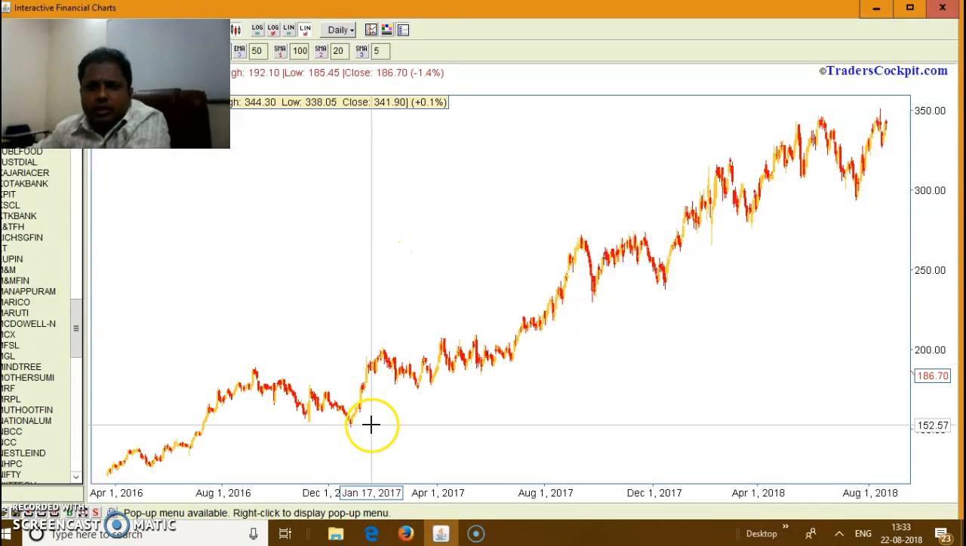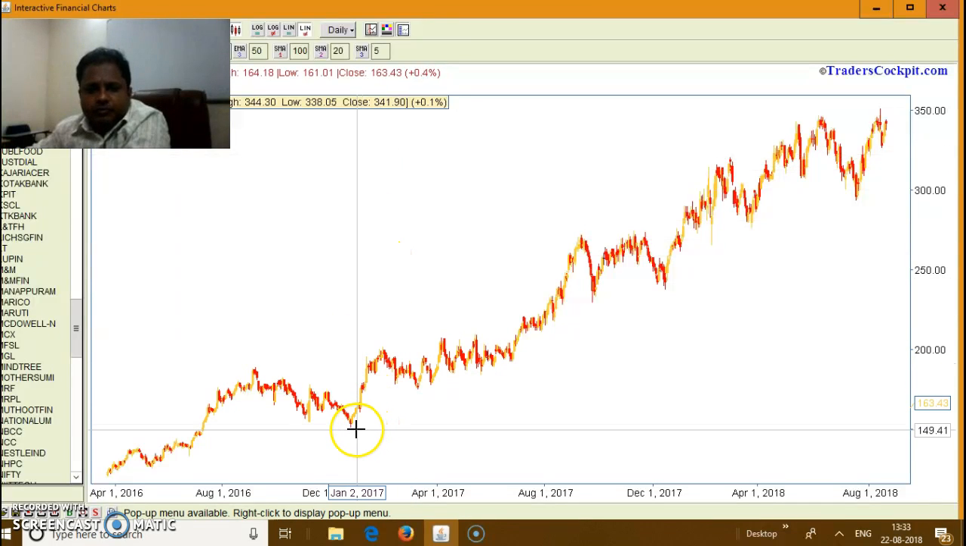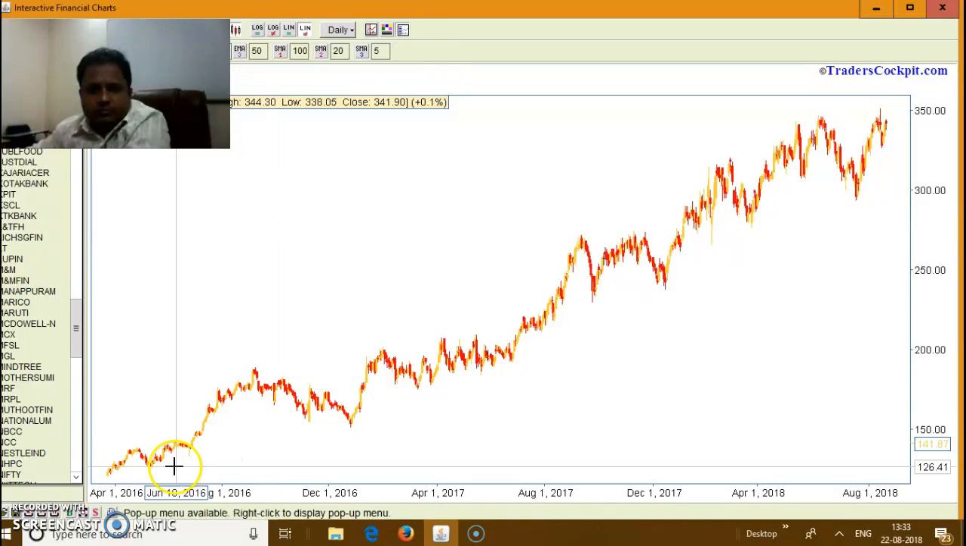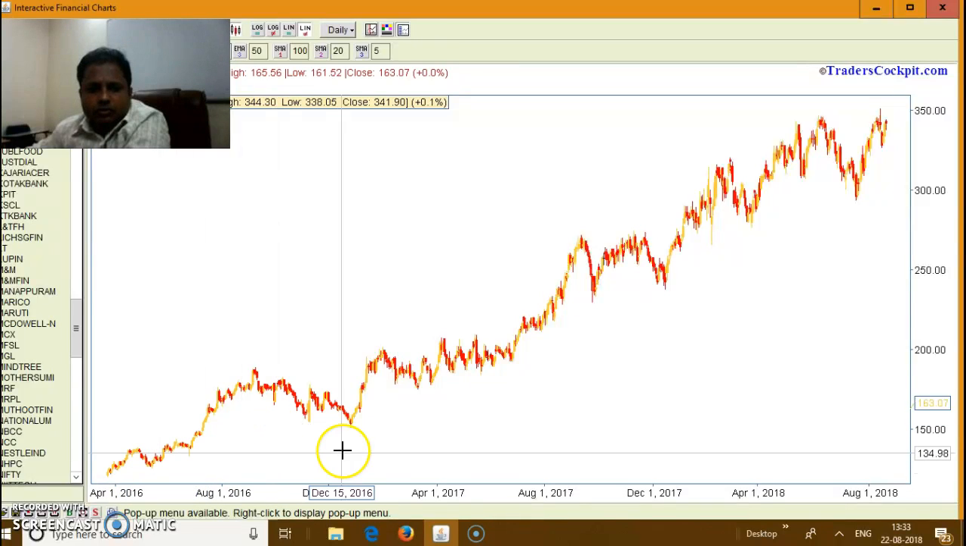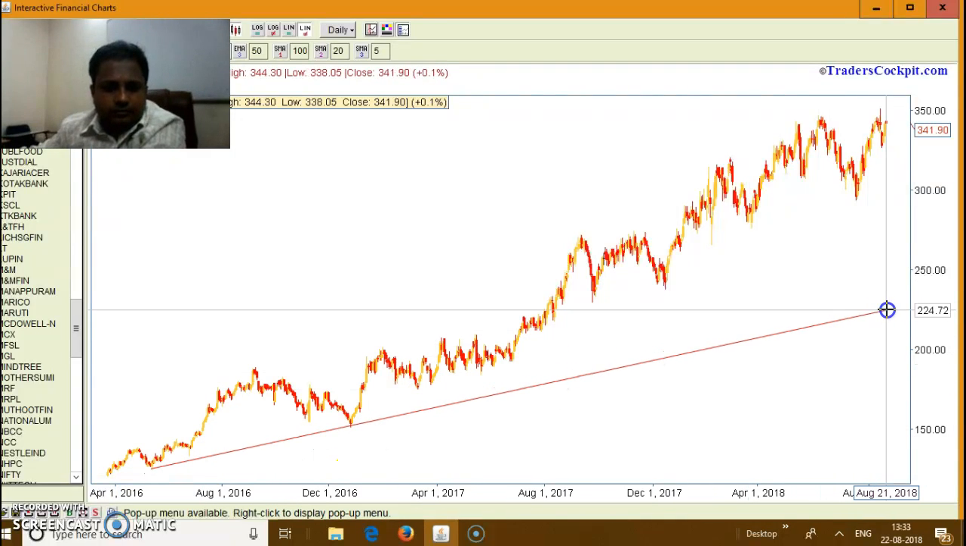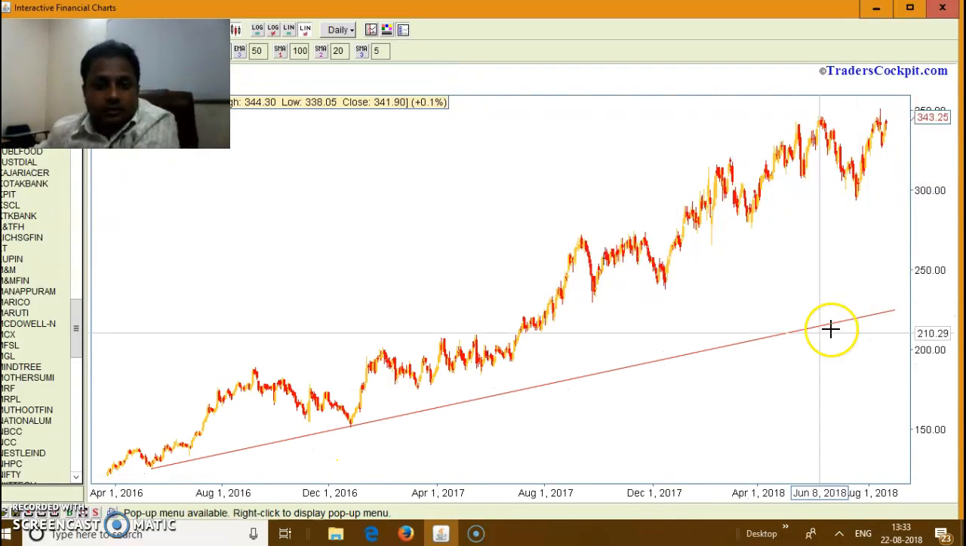How to draw a trend line here? First, select two lows which are in the ascending path. I will take this low and I will take this low, and I will draw one line touching those two lows. Then I will get a trend line. This is a trend line.